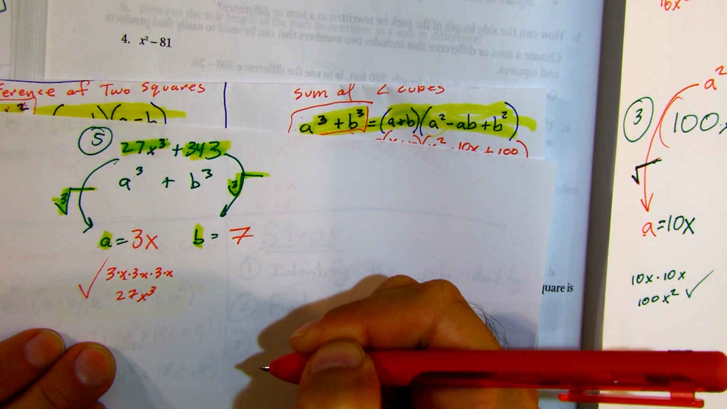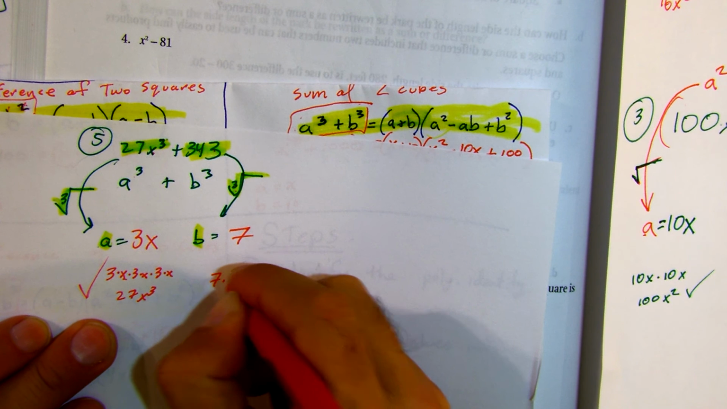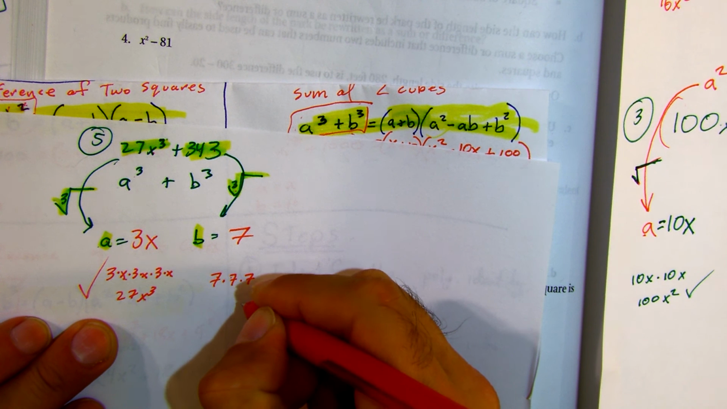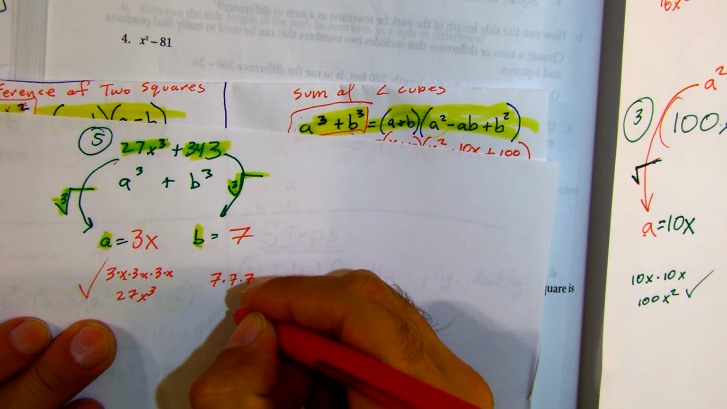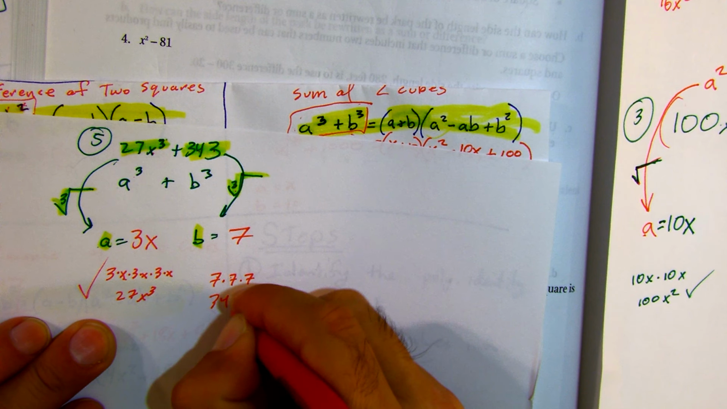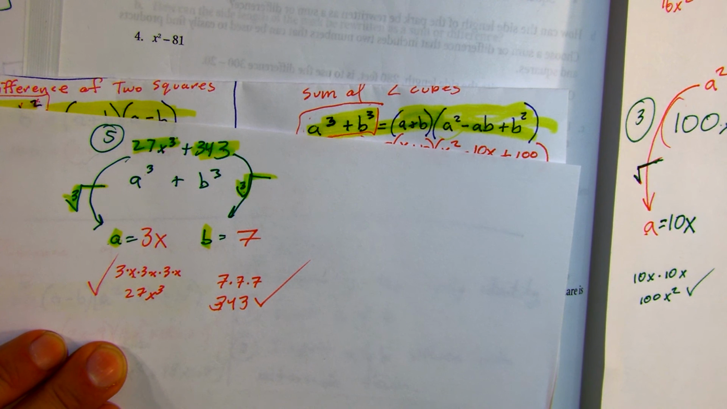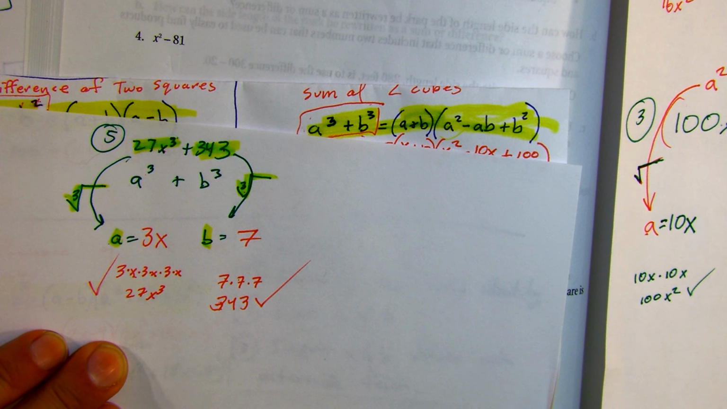Let's double check ourselves. 7 times 7 times 7. 49 times 7, 343. I did it right. Do you see how it's just like plugging in? Once you solve, you can always plug it back in and see if you got it right. This is a test you can get 100% on, or this quiz whenever we get to it.